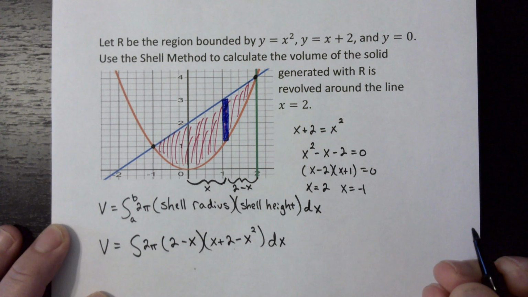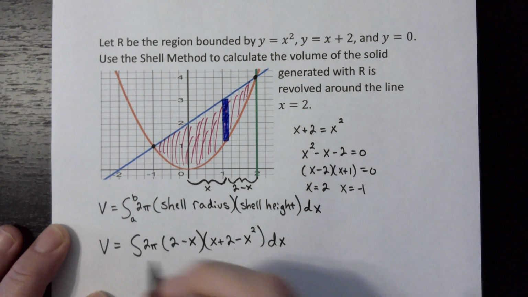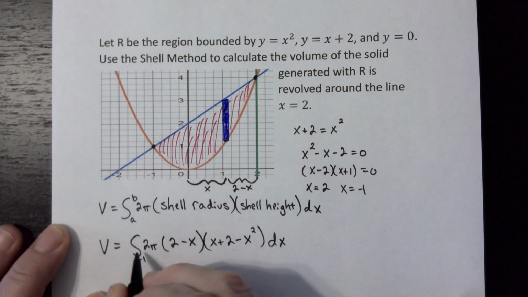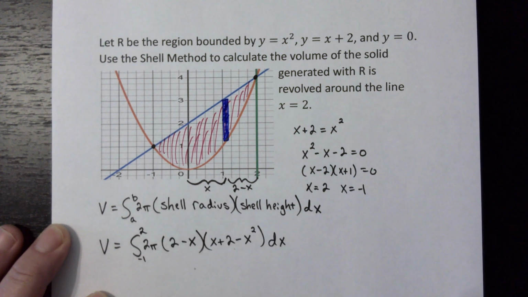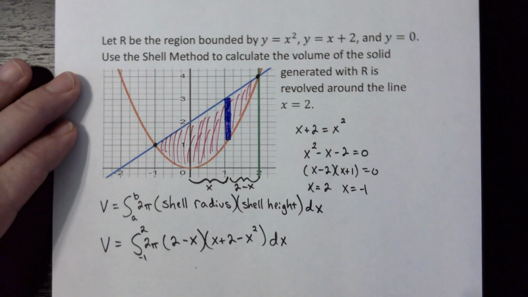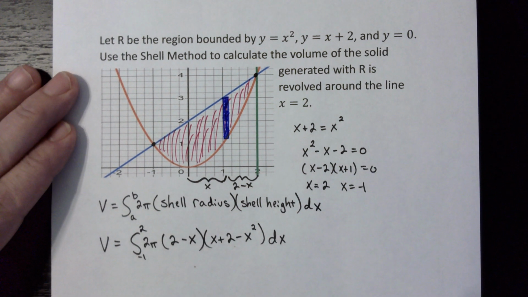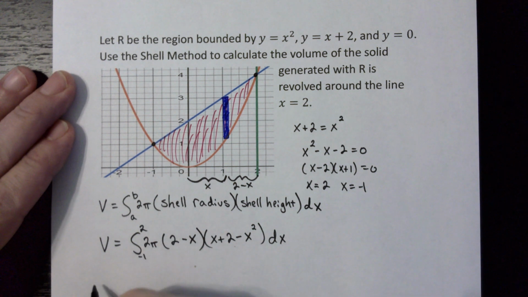And what are our limits? Our limits are the intersection points that we found, so -1 to 2. So you can work all this out. I guess I can go ahead and do that. Let's put the 2 pi out front.